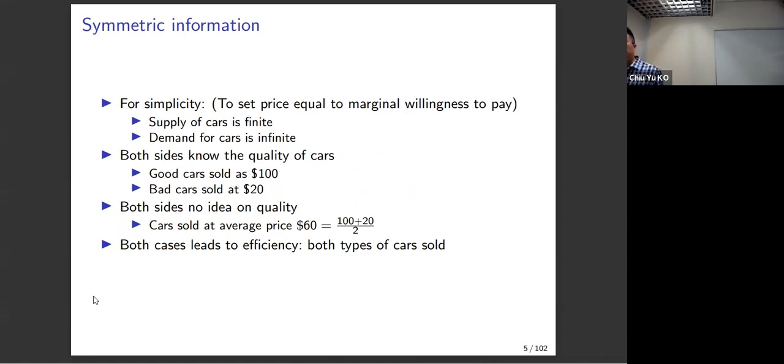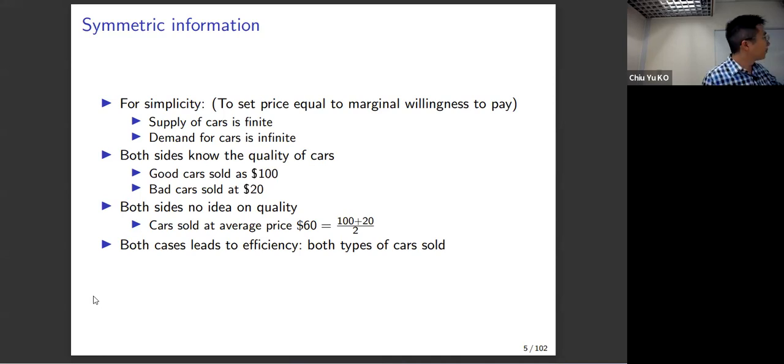For sellers, supply is finite. Why do we do that? I don't want to do bargaining. I want the price to be set equal to what buyers will pay, because there are many more buyers than sellers. Under symmetric or complete information, the price settles at how much people want to pay, otherwise there would be excess demand. So under assumption 1, the good car sells at 100 and the bad car sells at 20.